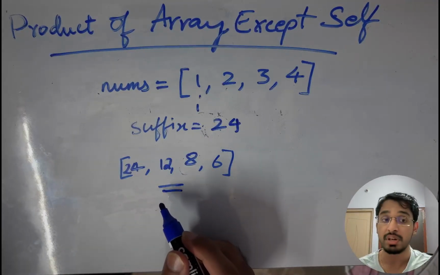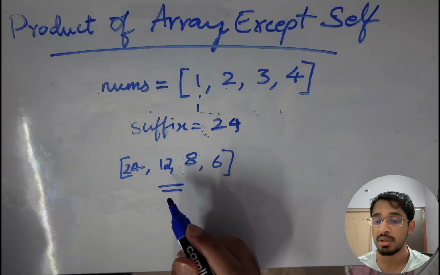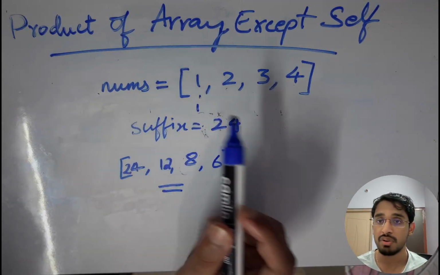So the first loop is to store all the product of elements before I, and this time it is after I. Okay, so this is the second loop. So this is the particular idea how you can actually solve this particular problem, product of array except self.